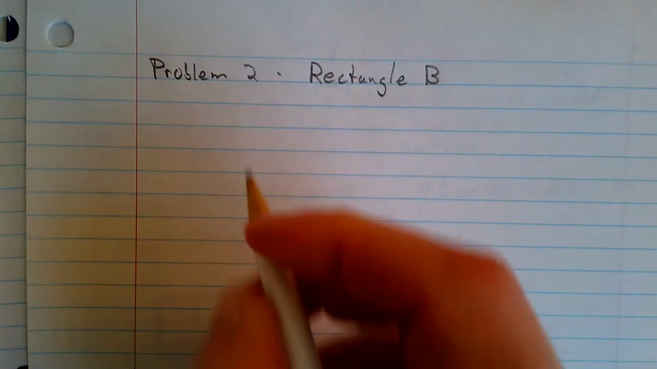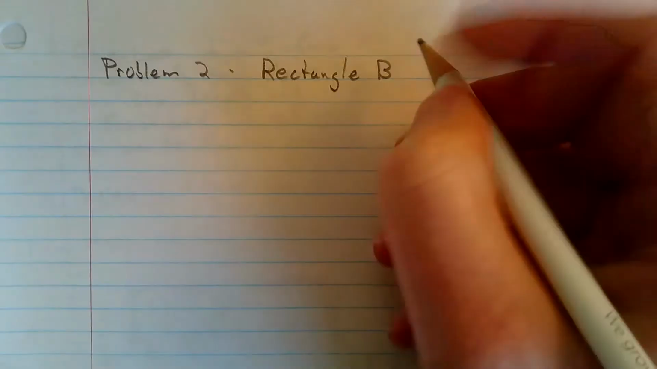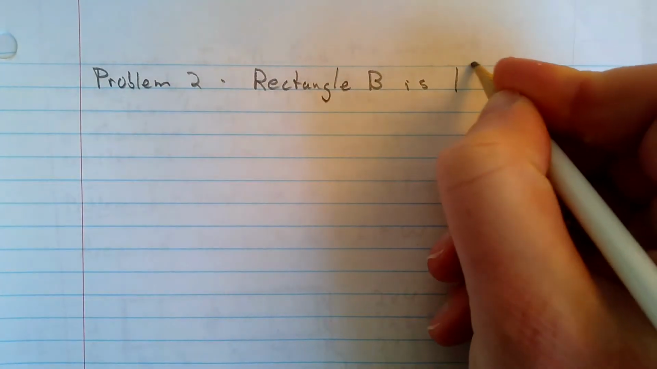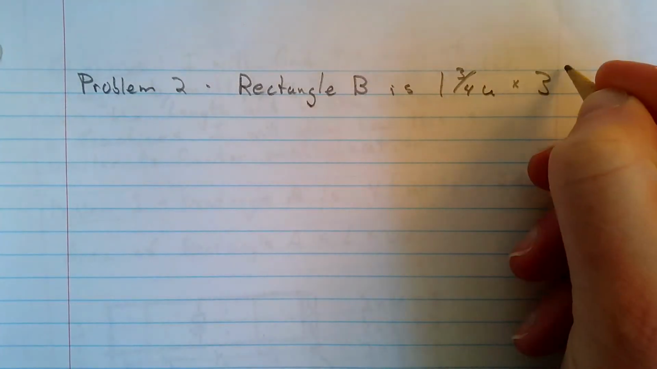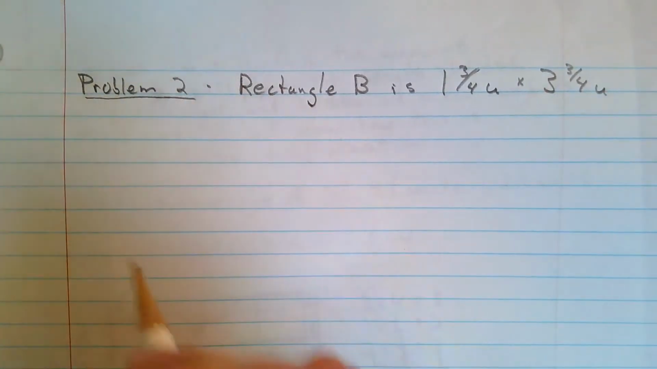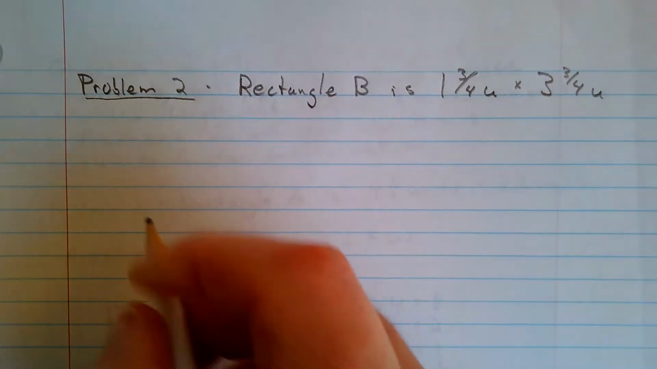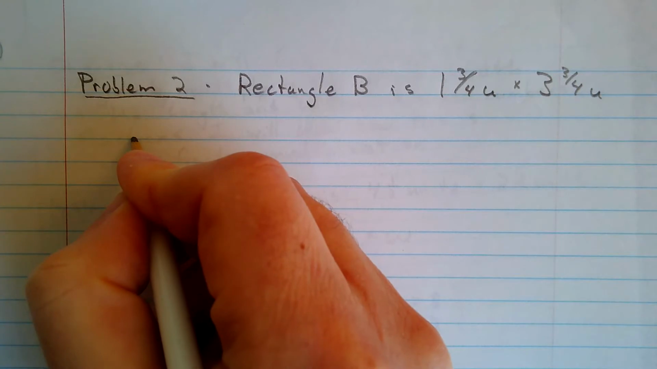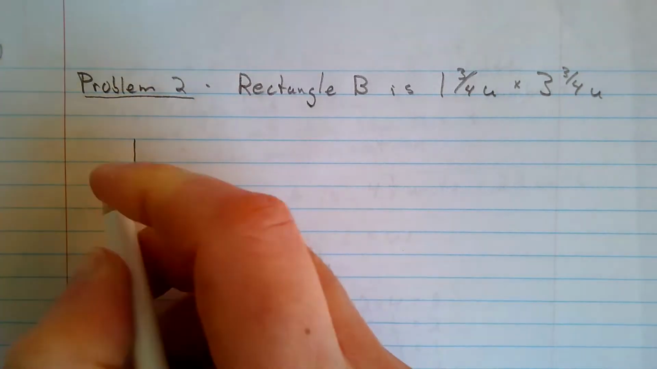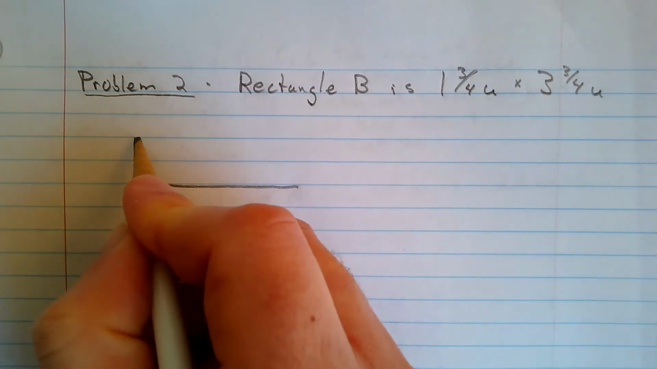Okay, and rectangle B is 1 3/4 units by 3 3/4 units. Okay, so let's make it. And this one, I'm not going to divide up each. Well, let me show you. So it's going to be, let's see, 1 3/4 by 3 3/4, maybe something like this.